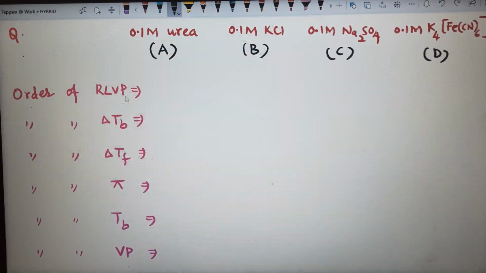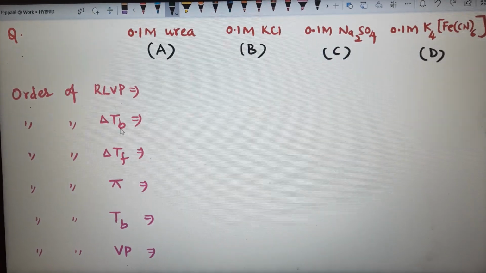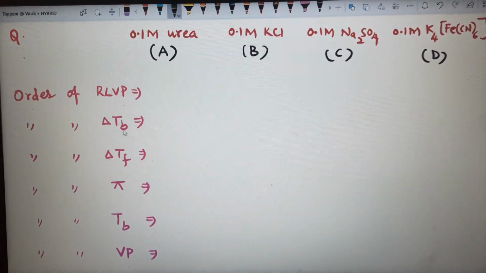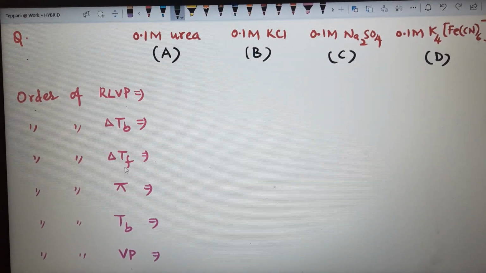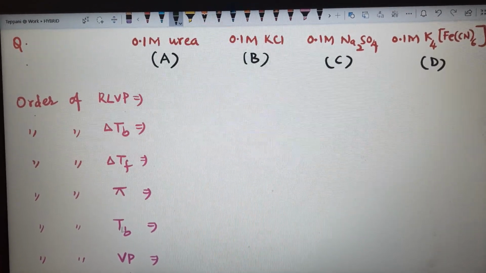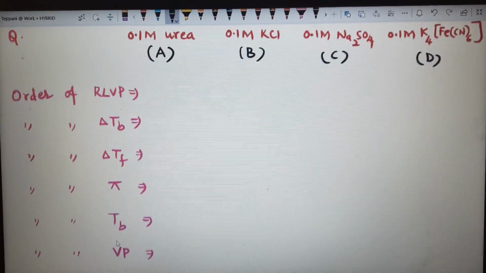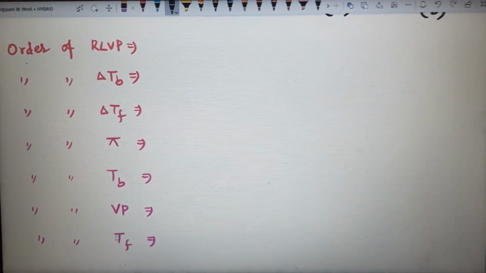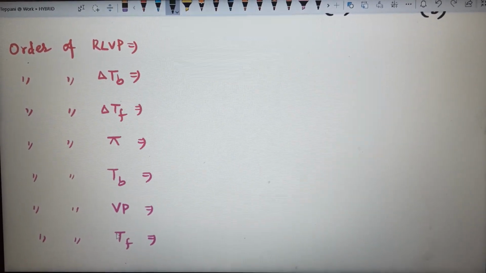Compare the order of relative lowering of vapor pressure, elevation in boiling point delta TB, depression in freezing point delta TF, osmotic pressure pi, and also the boiling point, vapor pressure, followed by the freezing point of the solution.